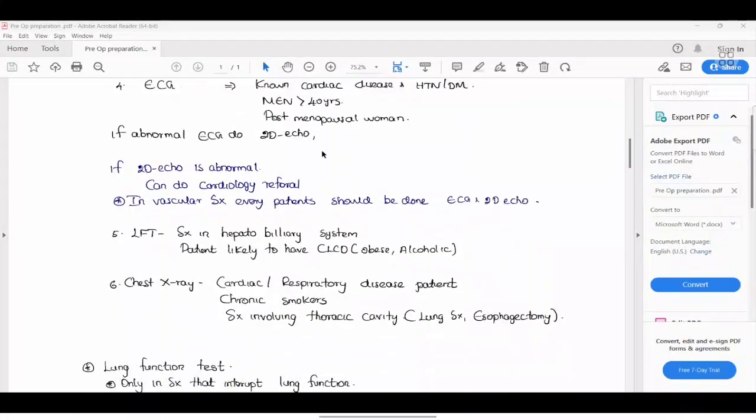The same applies to the other investigation, the chest X-ray. No need to do it for every patient, but we have to look for the indication.